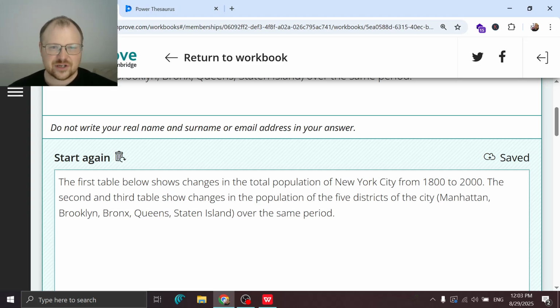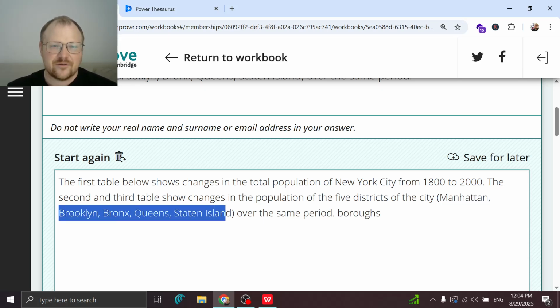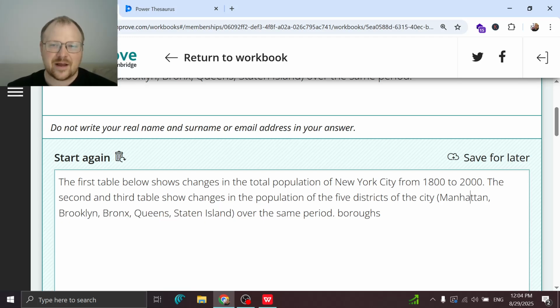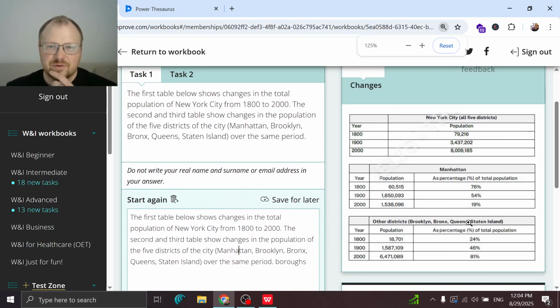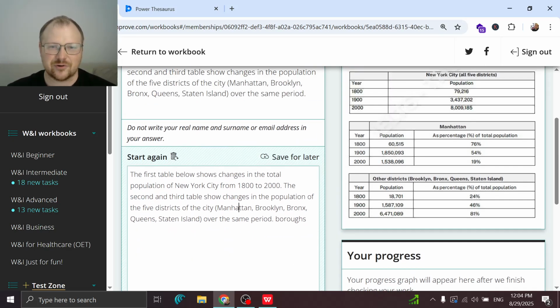So the first table shows changes in the total population of New York, 1800 to 2000. The second and third table shows the population of 5 districts. So these districts are called boroughs. It's a very specific term to New York. So Manhattan could be the largest one, but we're going to focus on these 4 boroughs and have Manhattan as its own thing, because we have it in its own thing here. So the other districts are those boroughs.